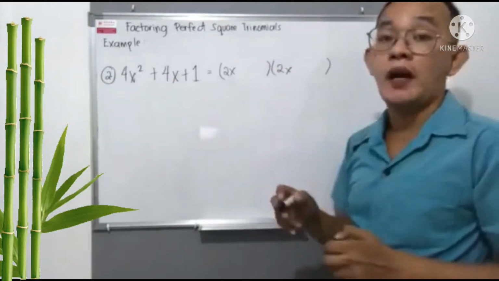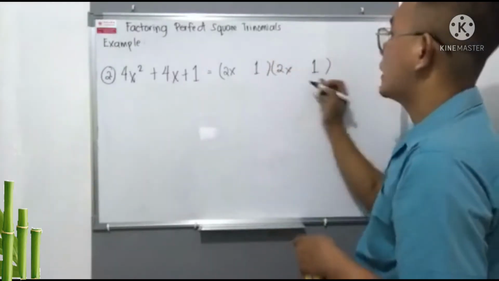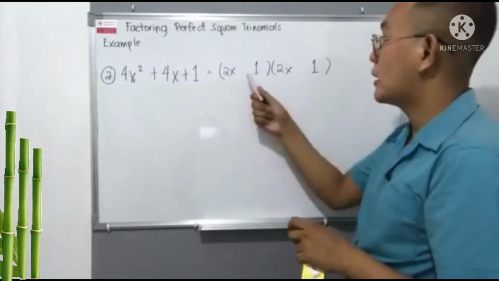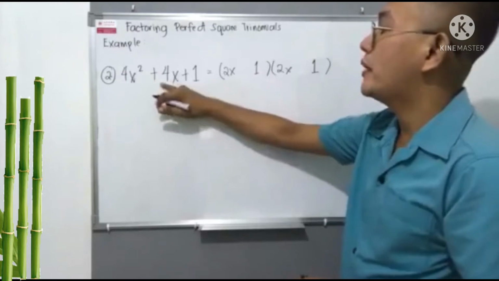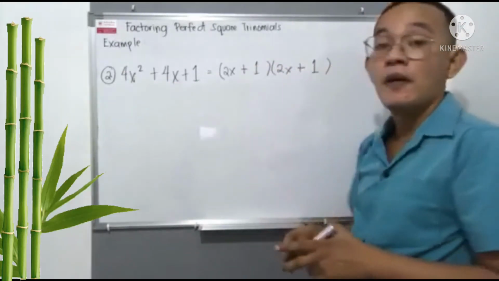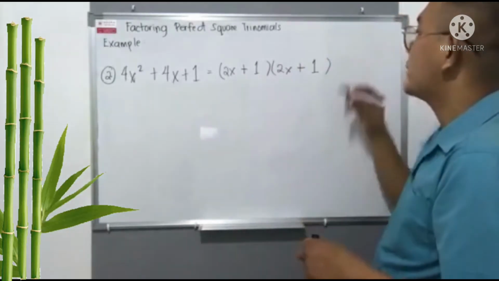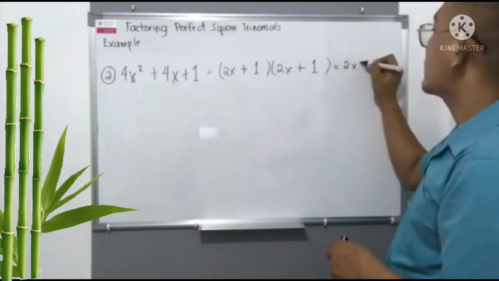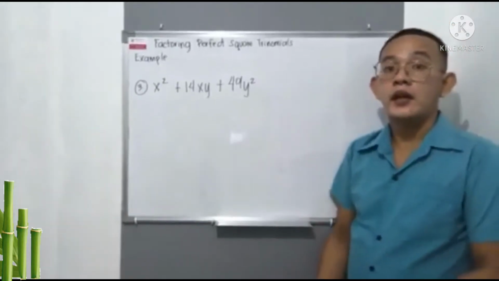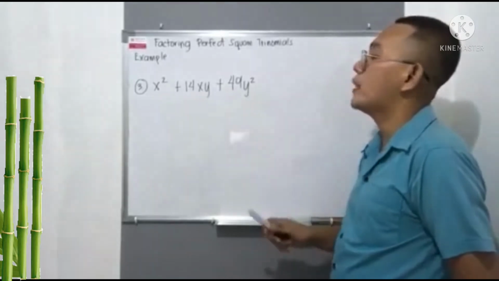Now, what is the root of our 1? The square root of 1 is 1. So, 1 times 1 is equals to 1. What is the sign in our middle term? Or ang ating, sa factor, ang magiging sign natin. Middle term natin is positive, therefore, magiging plus yung ating sign sa factor. So, ang final answer natin, 2x plus 1 times 2x plus 1, or 2x plus 1 raised to the quantity of 2.